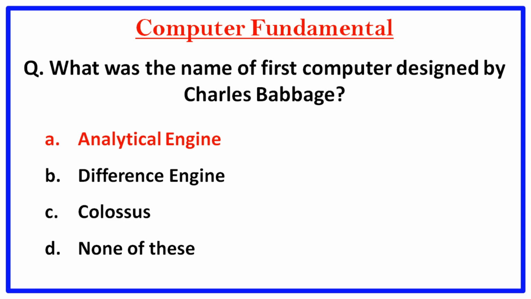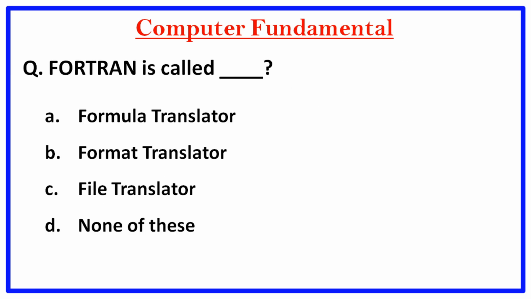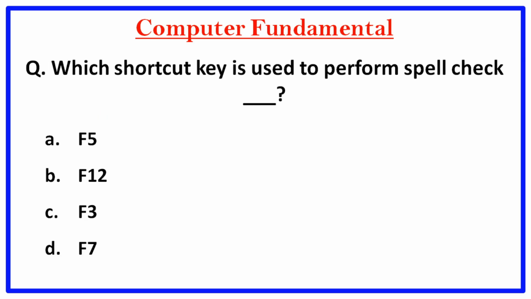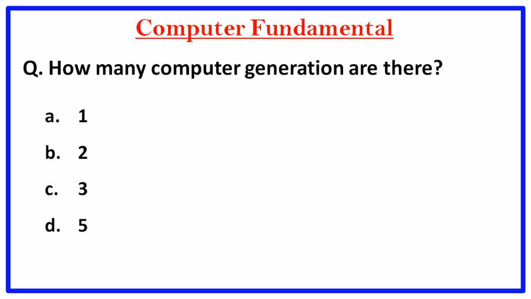Next question, Fortran is called dash. Right answer is formula translator. Next question, which shortcut key is used to perform spell check? Right answer is F7. Next question, how many computer generations are there? Right answer is 5.